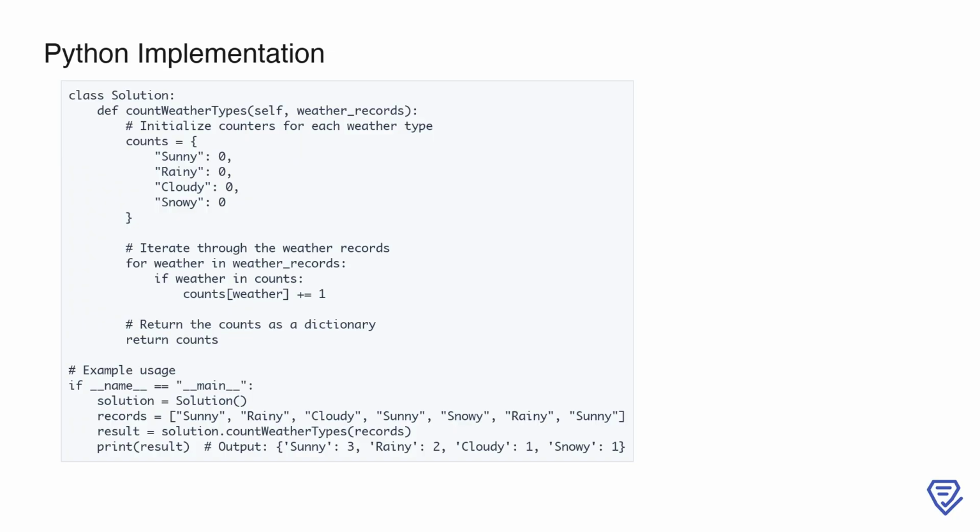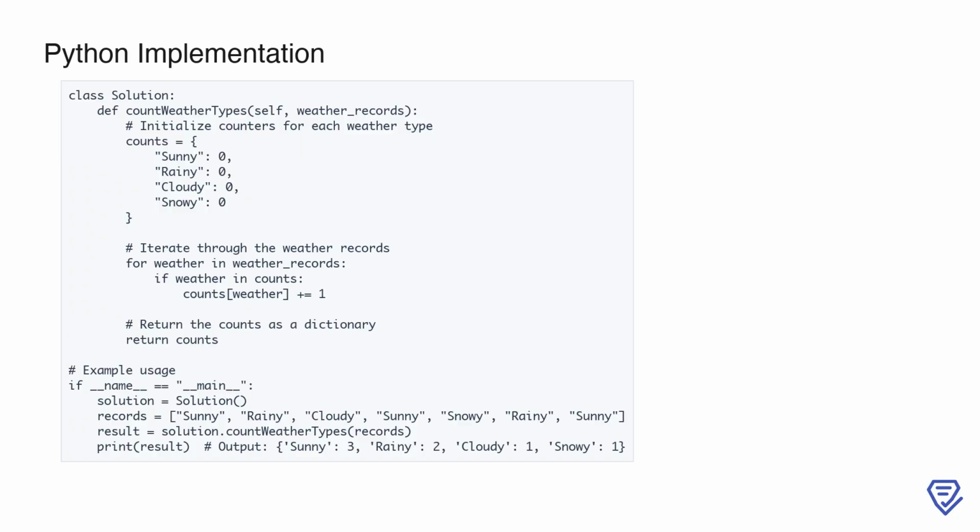We begin by initializing a dictionary named counts. The keys are the weather types, and the initial values are all set to 0. This dictionary will serve as our accumulator for the counts of each weather type. Next, we iterate through the weather_records list using a for loop. For each weather condition in the list, we check if it exists as a key in the counts dictionary. If it does, we increment its corresponding value by 1. This ensures that we only count valid weather types and ignore any unexpected values.